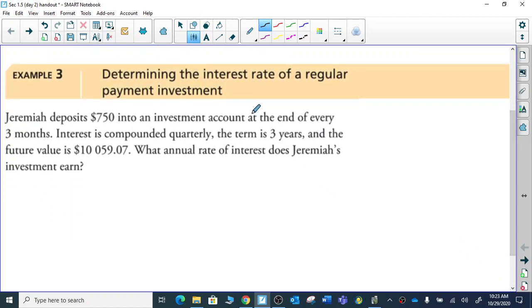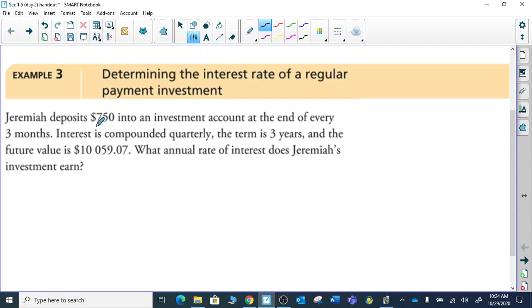And if you've forgotten how to use the graphing calculator, we will go into it. What makes this a graphing calculator question, we'll see as we read through the question. It says Jeremiah deposits $750 into an investment account at the end of every 3 months. It says interest is compounded quarterly, the term is 3 years, and the future value is $10,059.07. And they're asking this time, what's the annual interest rate does Jeremiah's investment earn?